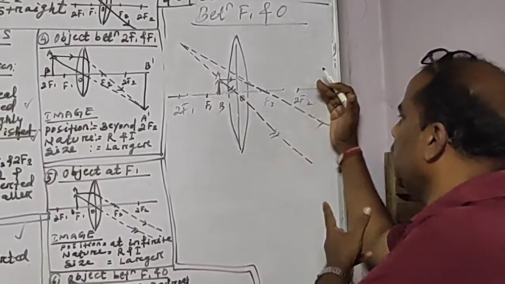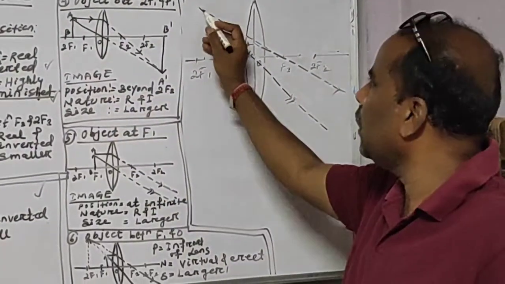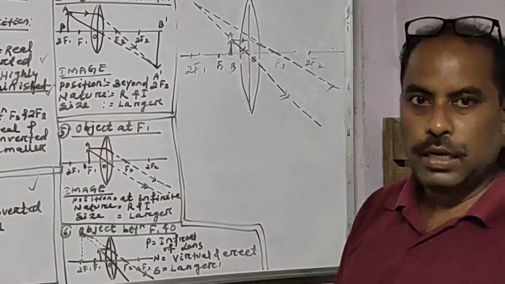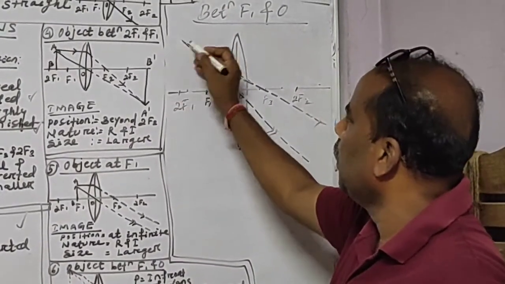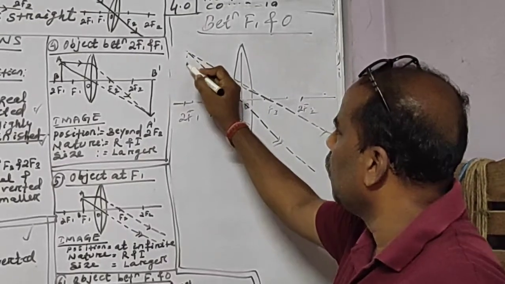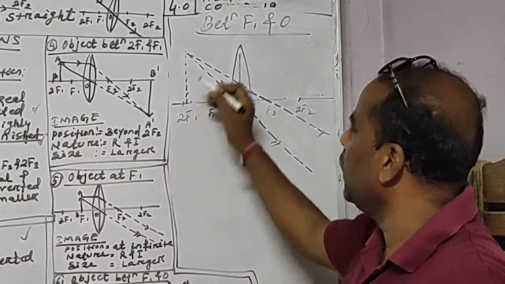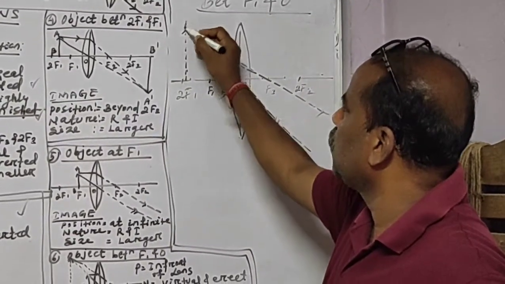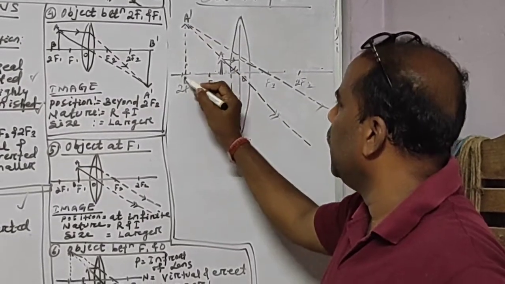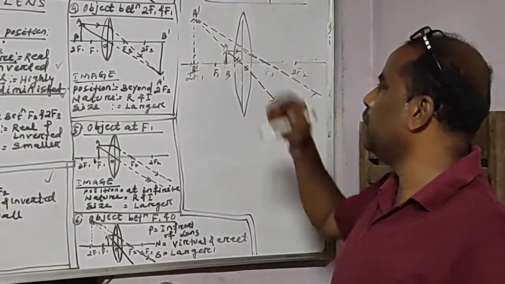As they are deviating from each other, they will be narrow on the opposite side, and definitely they will intersect somewhere in front of the lens. So this is the intersecting point. From here we have to draw a dotted line straight to the principal axis. As this point is coming here, the arrow mark will be here. So A dash will be here, B dash will be here. So this is the image, this is the object.